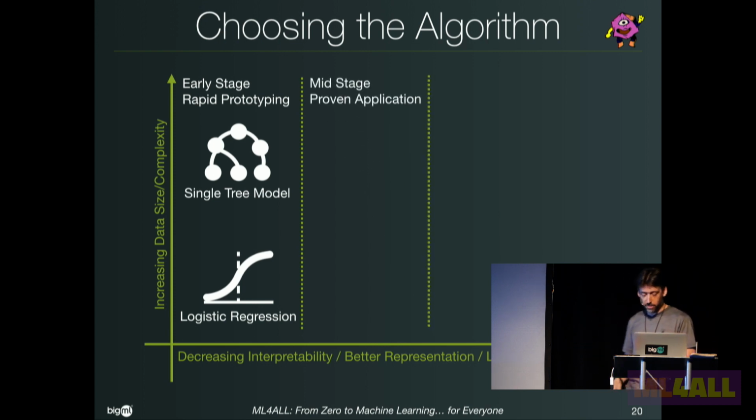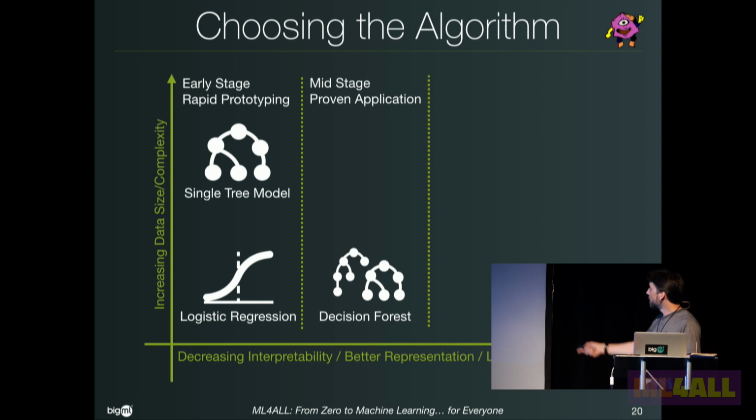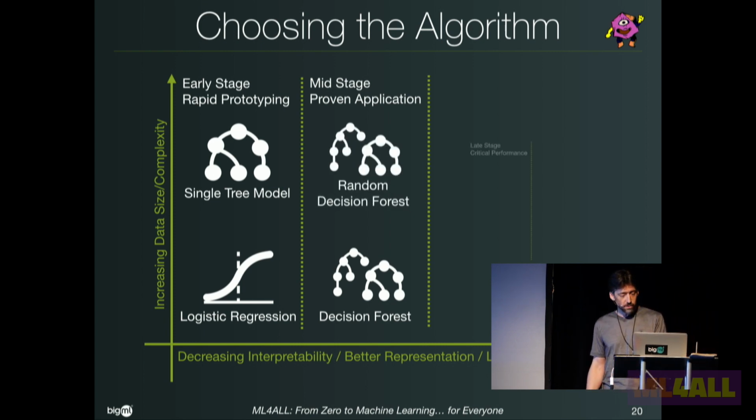Okay, mid-stage proven application. Now you know you're going to save your company millions of dollars. All right, well, you might, if it's simple data, you might think about just a decision tree or a random decision forest. Those are good choices as well.